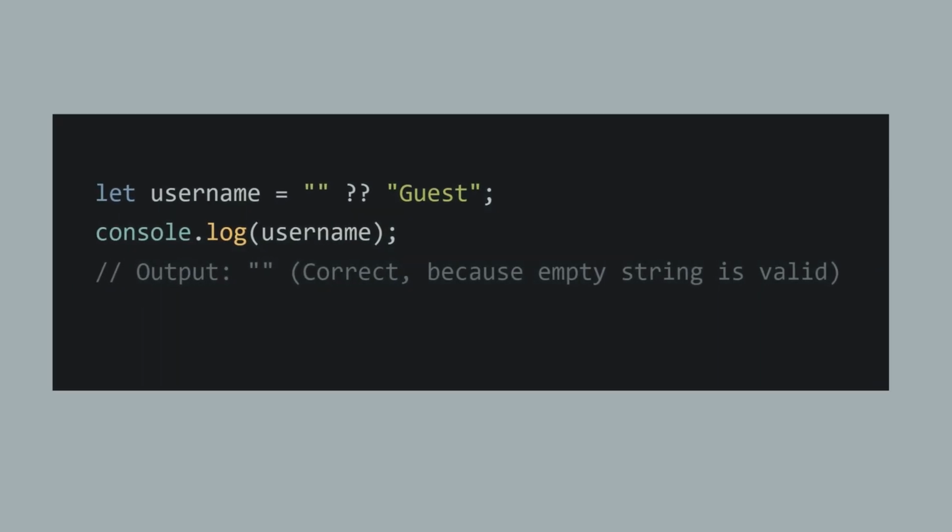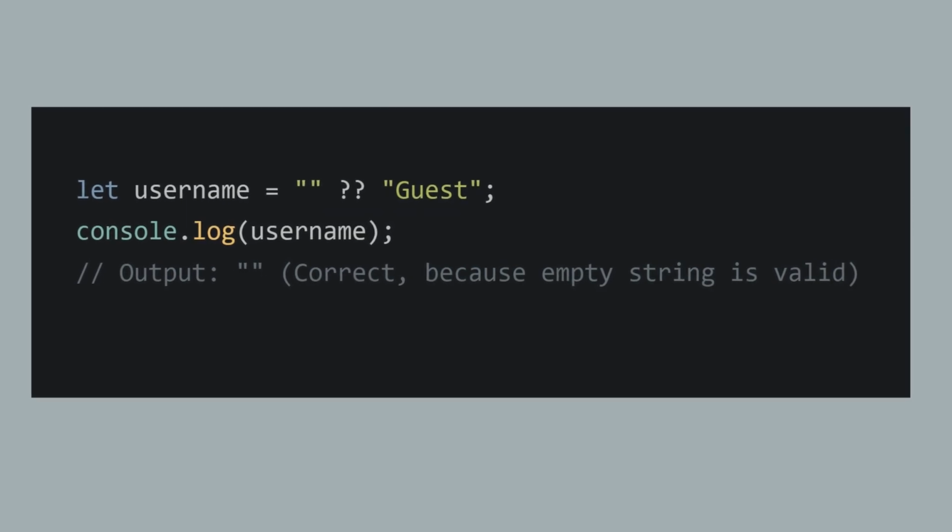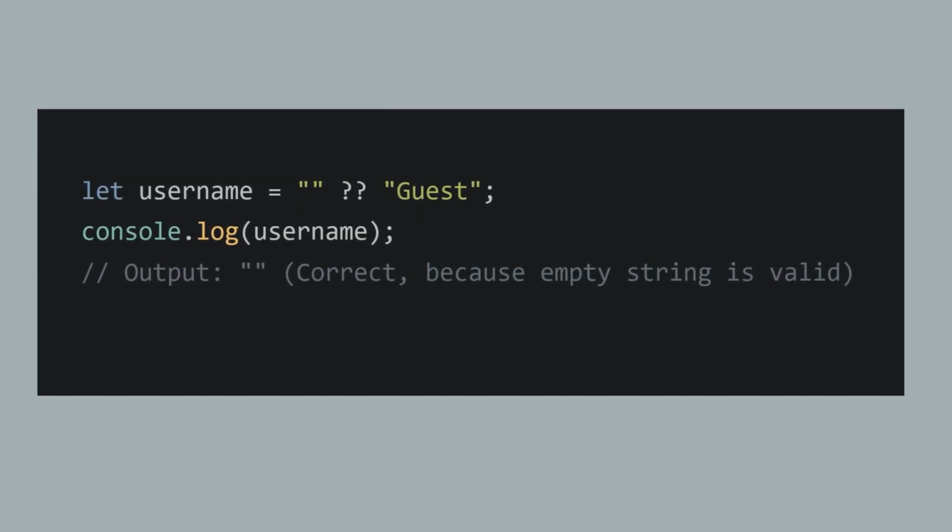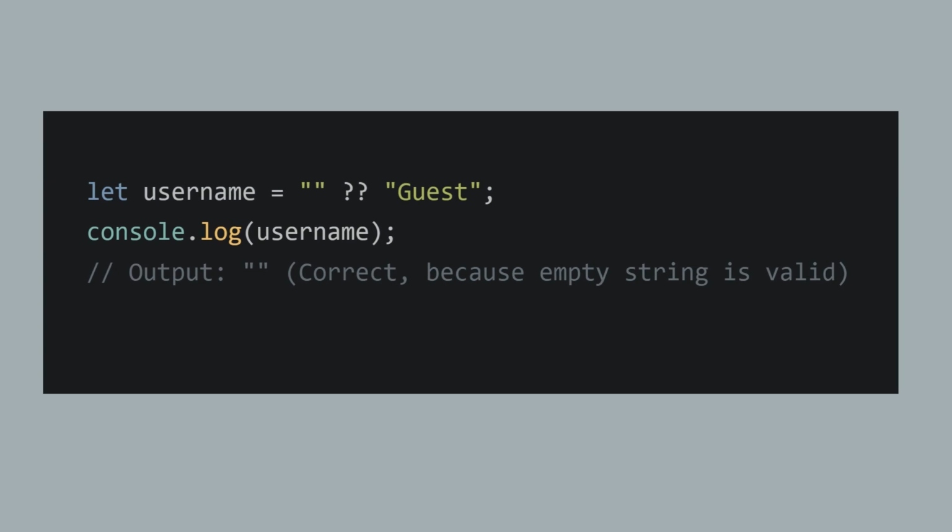The nullish coalescing only checks for null or undefined, unlike the OR operator. In this example, we can see that it is correct because the empty string is valid. There really is an empty string. So that's why you use the nullish.